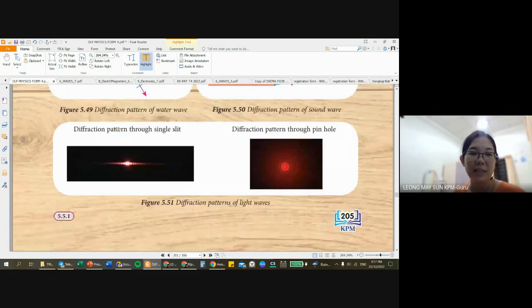This is a diffraction pattern through a single slit, light passing through a single slit. This is a diffraction pattern through a pinhole. If we get a chance to enter the lab, I would show this to you. The Form 5 students, I think I already showed it to them previously.